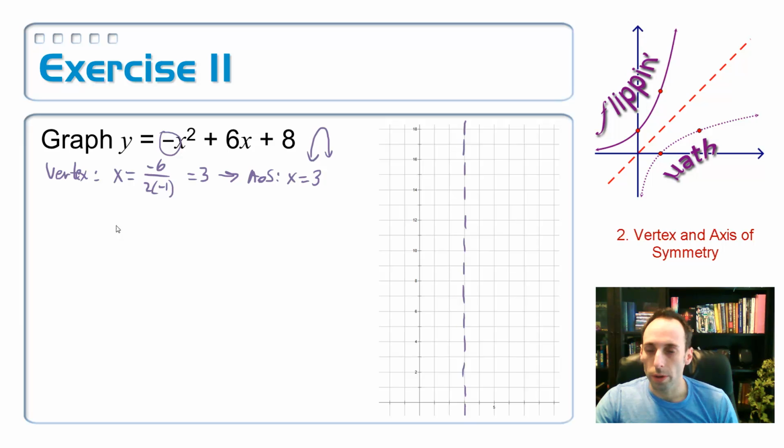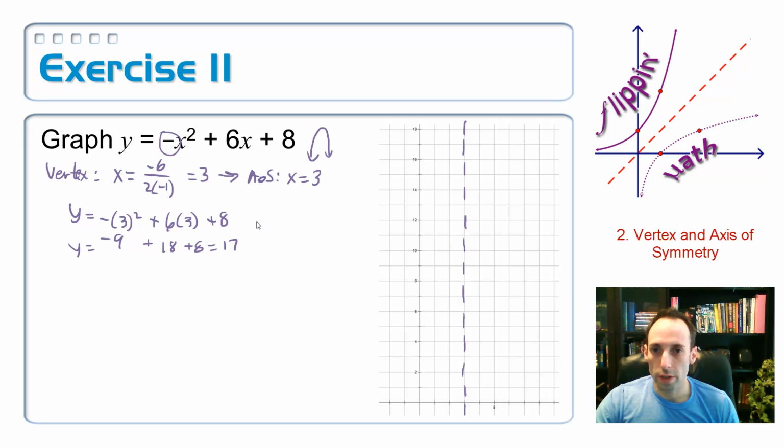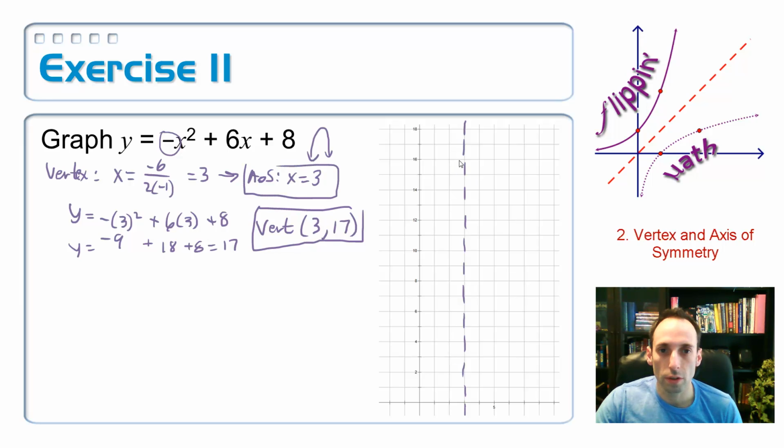Next, let's find the y-coordinate. We will find the y-coordinate by just putting 3 into the equation. Negative 3 squared, so the negative is on the outside there, plus 6 times 3 plus 8. So I've got a negative 9 plus 18, that's a 9, plus 8 is 17. Which means the vertex is at 3, 17. Yep, there we go. Let's plot that point. So there's 3 and 17.